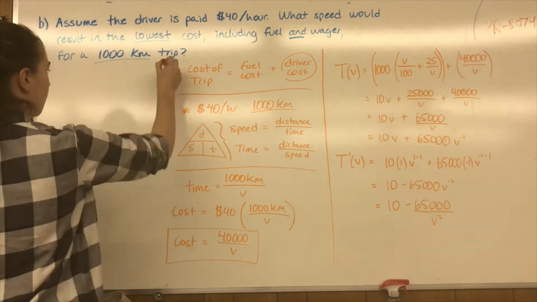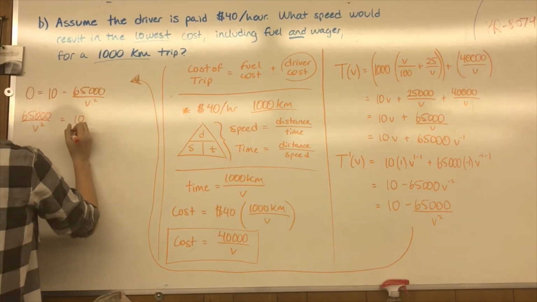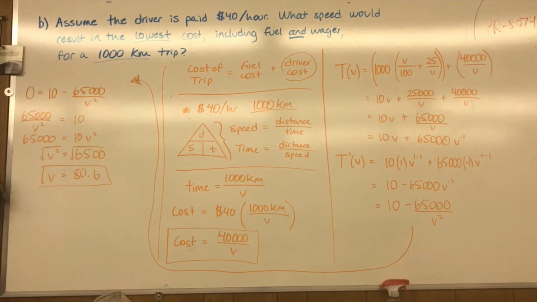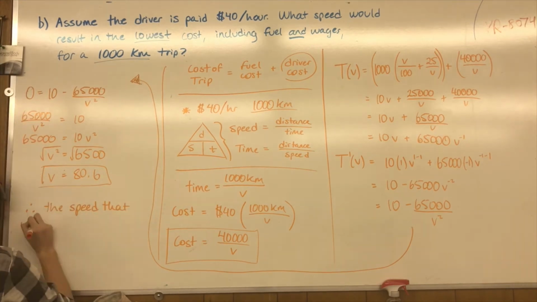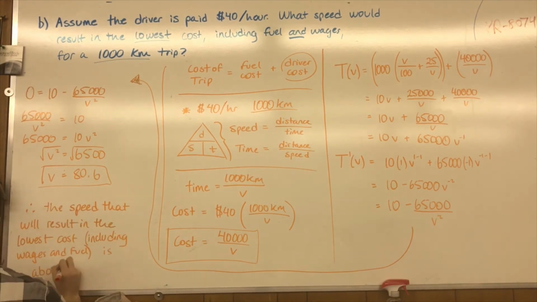Now we set the derivative equal to 0 to find the turning point of the function where the minimum cost occurs. Solve for v and you get an answer of approximately 80.6. Therefore, the speed that will result in the lowest cost, including wages and fuel for a 1,000 kilometer trip, is approximately 80.6 kilometers per hour.